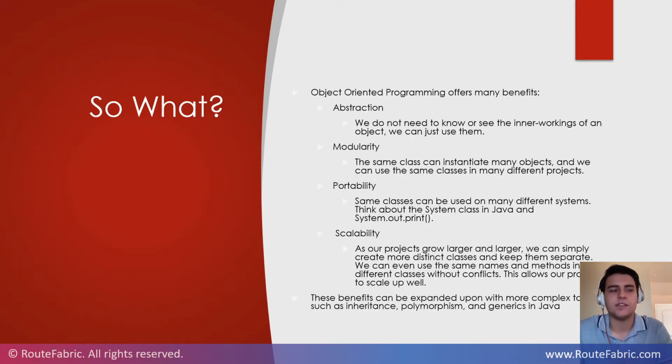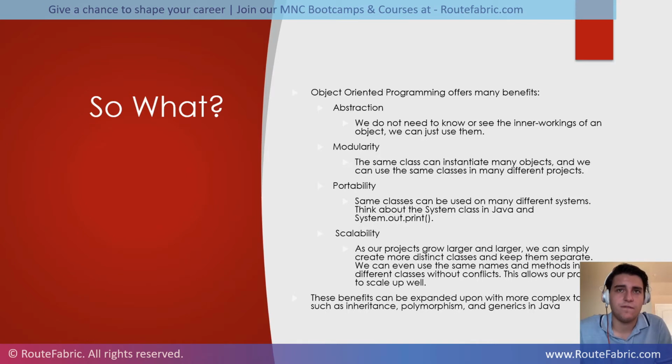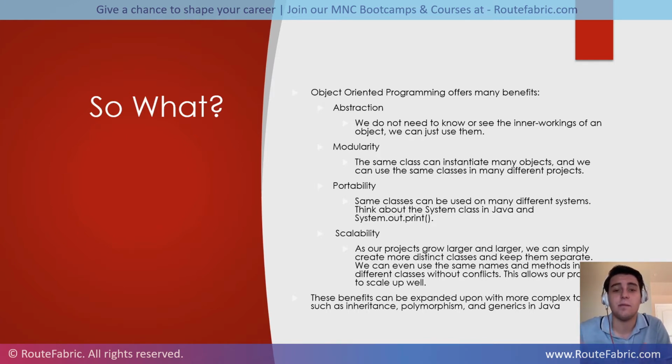All right, so why do we actually care about object-oriented programming? Well, object-oriented programming offers many benefits to us. The first benefit it offers is abstraction. What this means is that we don't need to see or know the inner workings of an object to use them. We can just use them, and we demonstrate this all the time. We can use something like a java.util.ArrayList without necessarily knowing how that array list works.